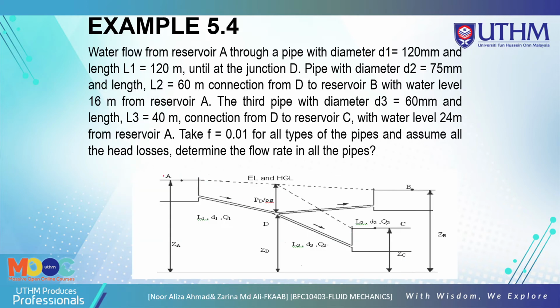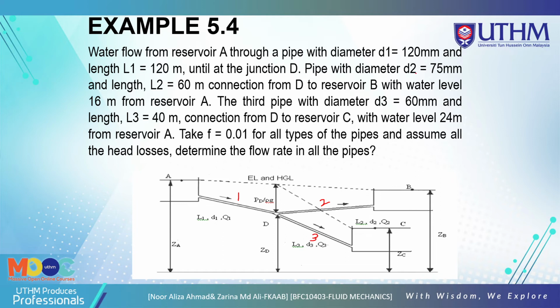So they have the water at tank A, going to tank B and tank C, and branching to pipe 1 here, pipe 2 here, and pipe 3 here. So this is pipe 1, this is pipe 2, and this is pipe 3. The third pipe with diameter D3 is the connection from D to reservoir C. Water flows from reservoir A through a pipe with diameter D1 120 mm and length L1 102 meters until the junction D.